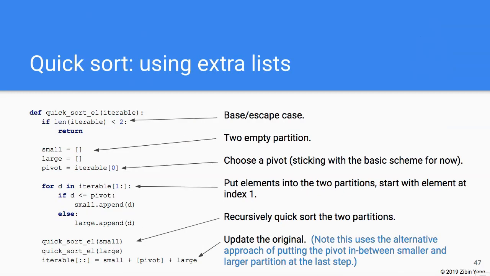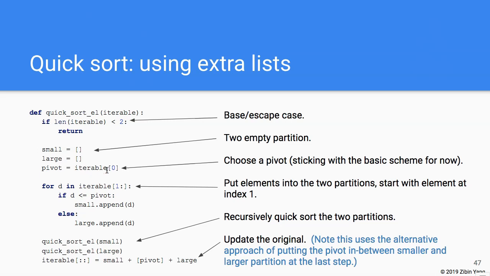Okay, so this is the quicksort implementation that uses an extra list, and I call it quicksort_el, for extra list. Remember it is a recursive algorithm, and the base case, as you can imagine, is an empty list or a list with a single element. In that case, we don't need to do anything, it's already sorted. Otherwise, we'll create a list to hold all the elements that are smaller than the pivot, and another empty list that holds all the elements that are bigger than the pivot.